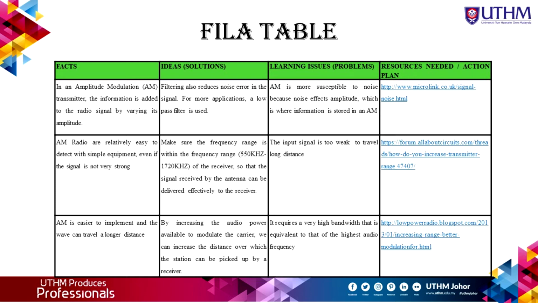Make sure the frequency range is between 550 kHz and 1720 kHz. By increasing the audio power available to modulate the carrier, we can increase the distance over which the station can be picked up by a receiver.